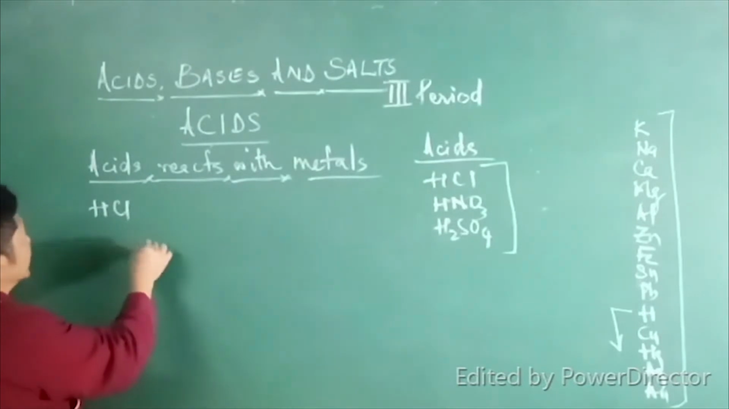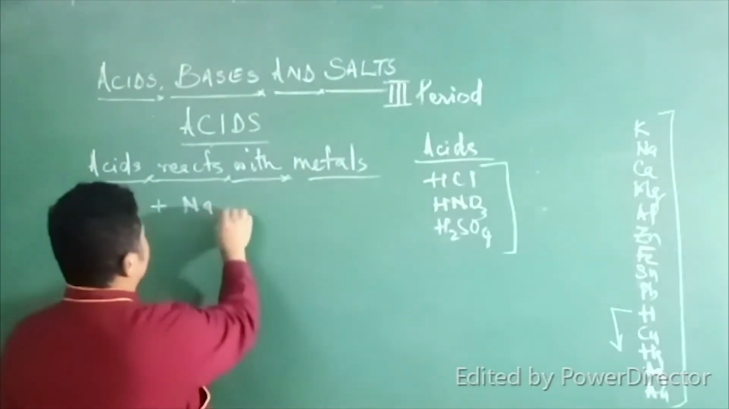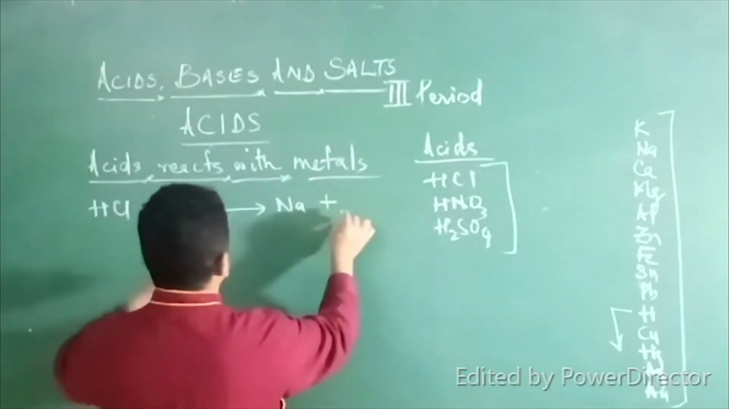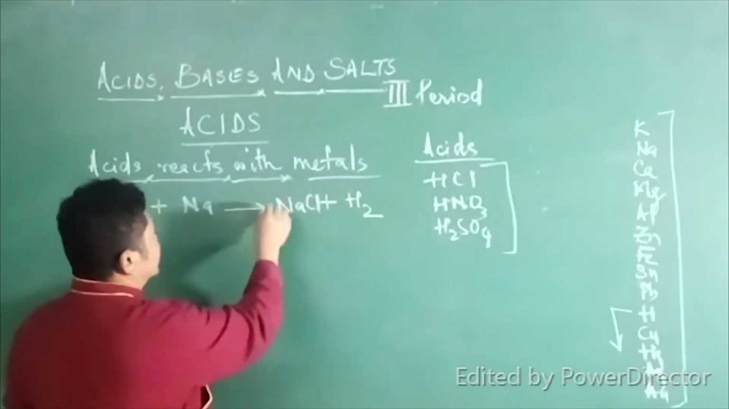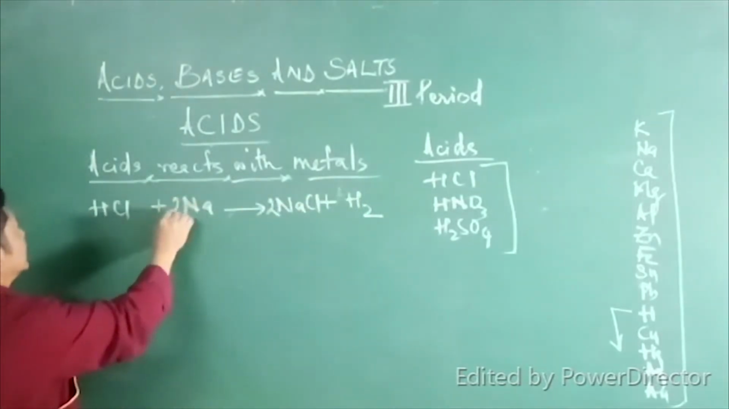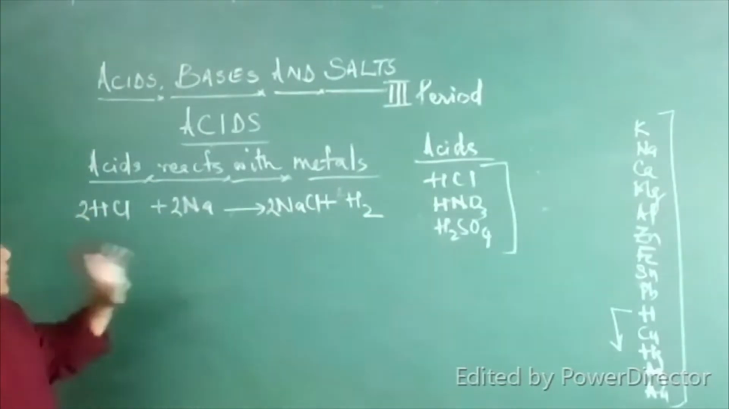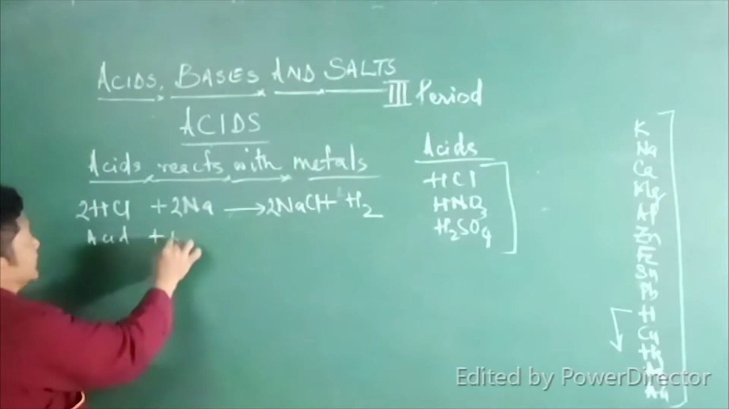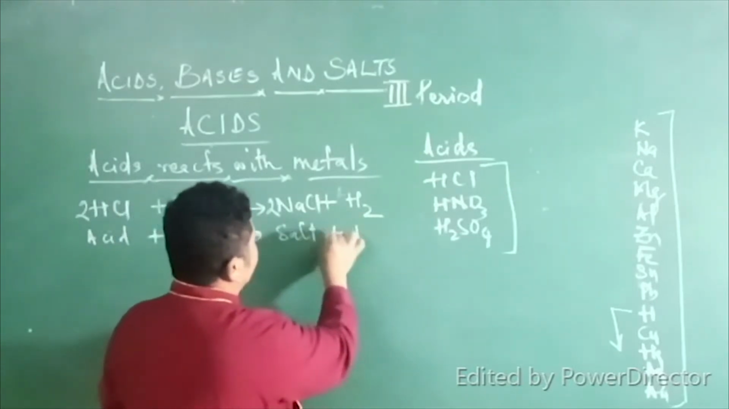Take hydrochloric acid and sodium. Sodium is a metal. The reaction is vigorous. There is a formation of salt, sodium chloride, and it displaces hydrogen gas. Balance the equation for hydrogen, chlorine and sodium. So when acid reacts with a metal, we get salt and hydrogen gas.